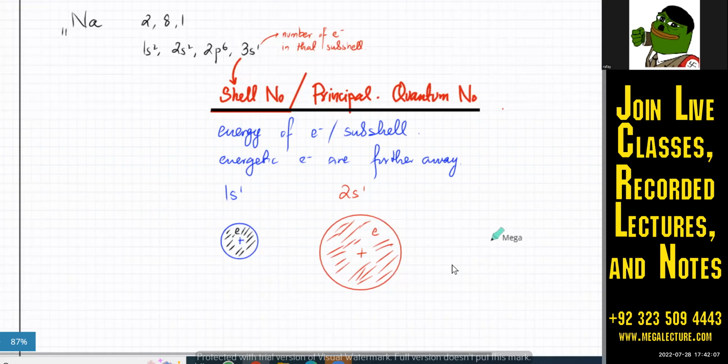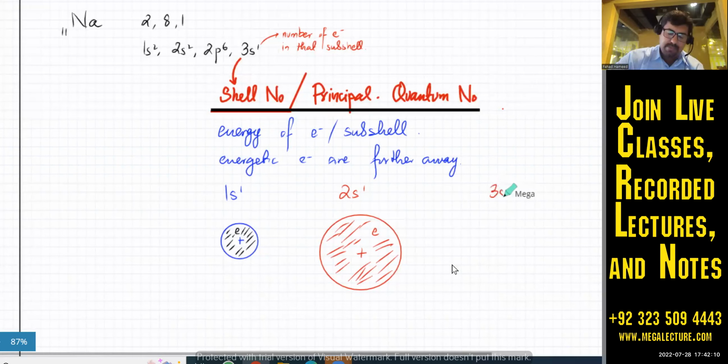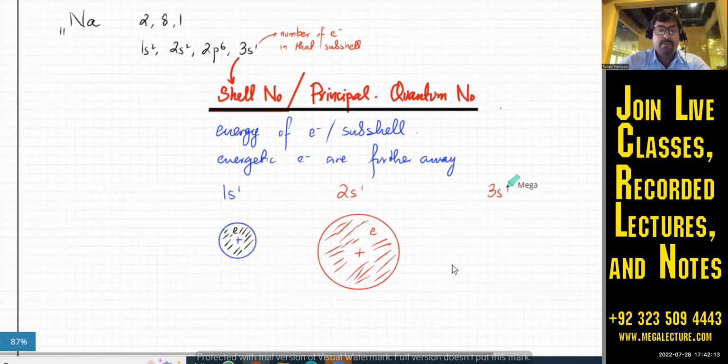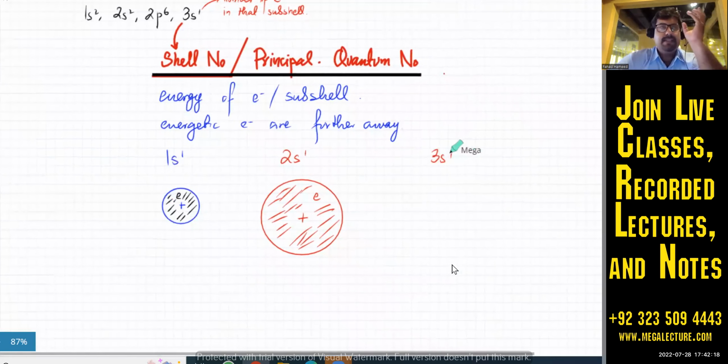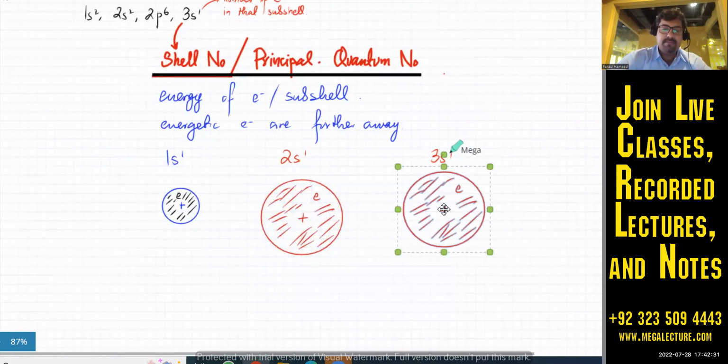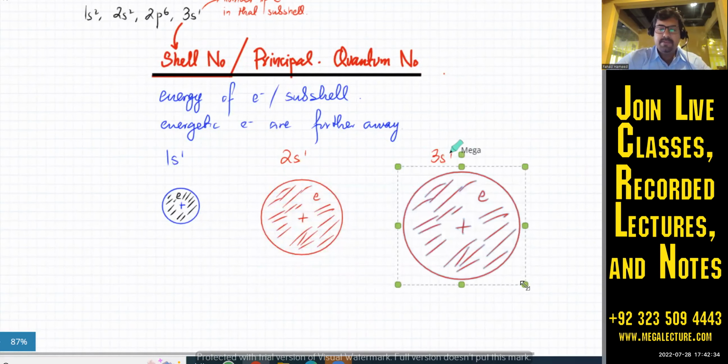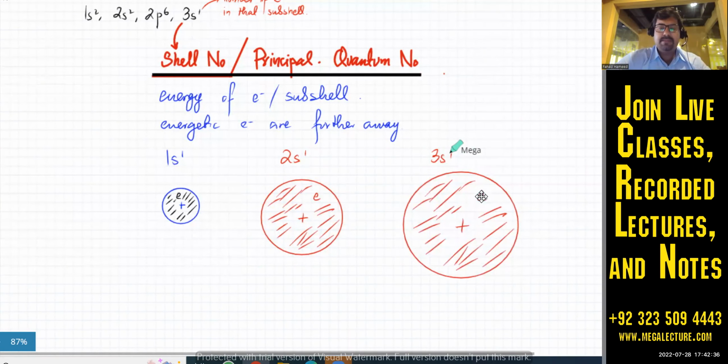Yes, sir. Okay, you can have 3s1. So 3s1 means the subshell is now in the third shell. Actually, a shell is nothing. Okay, shell is not some physical thing. It's just the energy of the electron. So if the electron is in the 3s, then the region is going to be even bigger. It's going to be a lot more energetic electron, and that negative charge would be a lot further away. And the same applies to P and D as well.